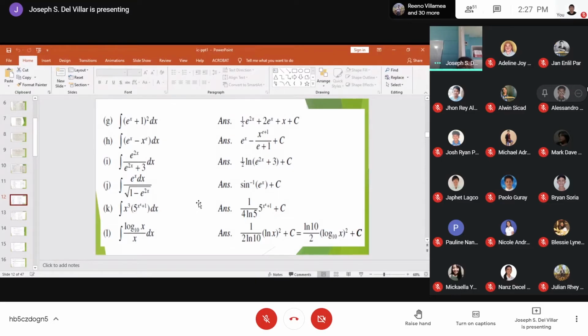Okay? O yung middle term, 2e to the x dx. O anong integral nun? So the integral of 2e to the x po. Yes, 2e to the x. And the integral of dx? X. So finalizing the answer, so that is 1/2 e to the 2x plus 2e to the x plus x plus c. Po, sir.